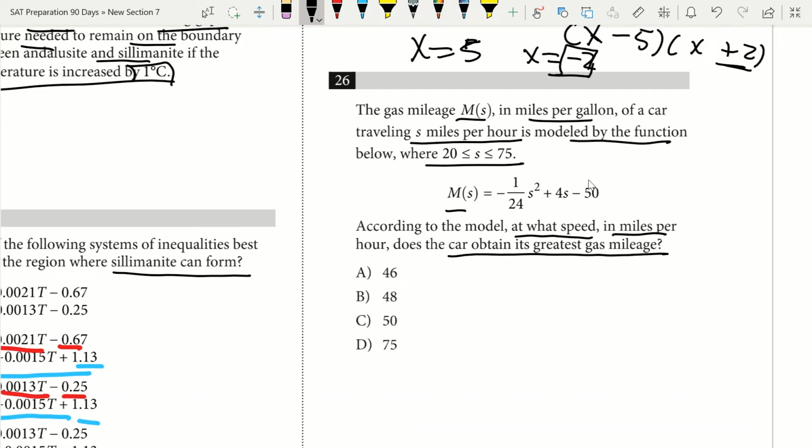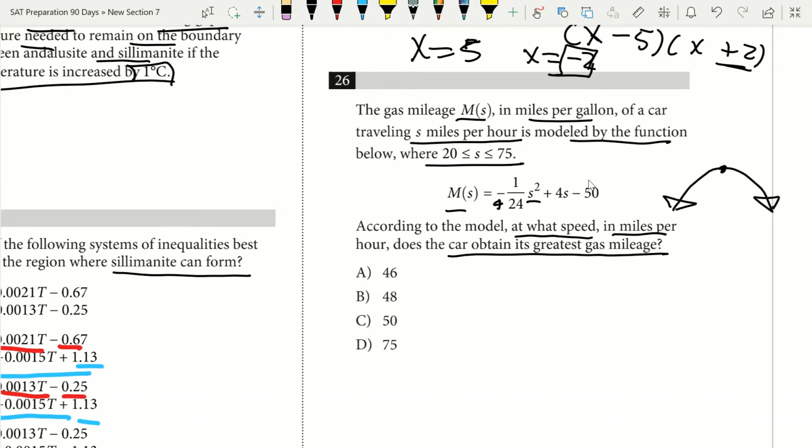One thing you need to understand: if we have this negative in front of this S squared, we know our graph is going to look something like this, right? It's going to be a downward sloping parabola since we have a negative in front of our S squared. It's going to have a maximum somewhere. So there are two ways you can do this.